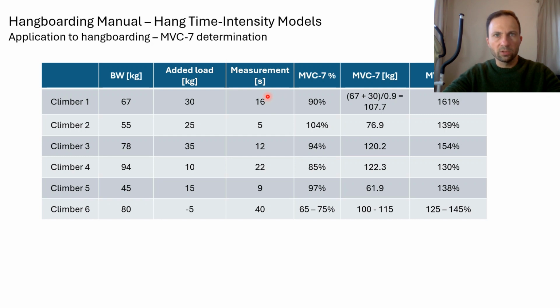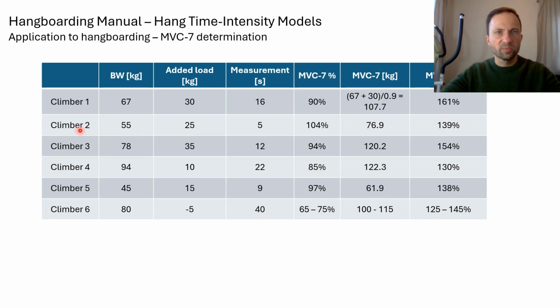The total hang load was 97 kilograms, and 16 seconds corresponds to about 90% of MVC7. So we can easily calculate that the MVC7 is almost 108 kilograms, approximately 161% of the climber's total body weight. That's surely good enough for 5.13, but that doesn't necessarily mean that the climber can climb 5.13. We know nothing about the climber's endurance, technique, or finger strength in positions other than the half crimp.